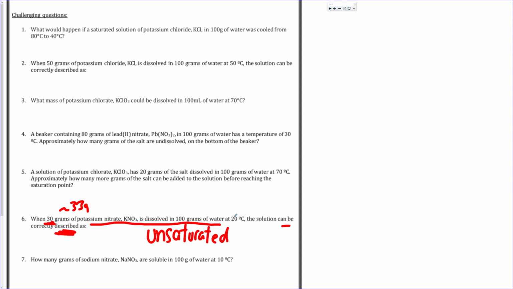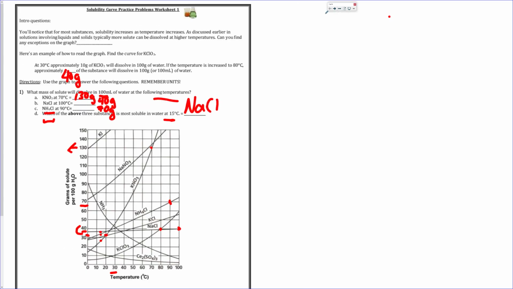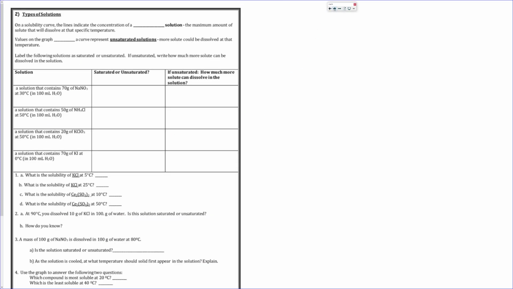Let's choose another example. Let's look at number 3. What mass of potassium chlorate could be dissolved in 100 mLs of water at 70 degrees? So simply I'm just going to look for potassium chlorate, which is this line right here. And I think it's at 70 degrees.